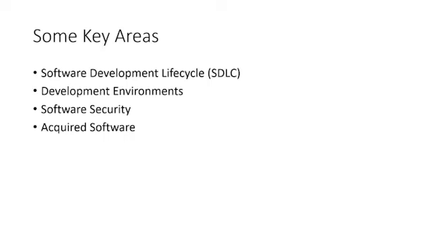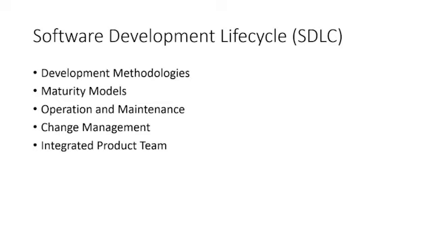So let's take a look at domain number 8 now, software development security: understanding, applying, and enforcing software security. Some of those key areas, according to the CIB that we look at: the software development lifecycle, the SDLC, development environments, software security, and acquired software. For the software development lifecycle, a few things we need to touch on: development methodologies, the maturity models, operation and maintenance, a little bit about change management, and an IPT, integrated product team.